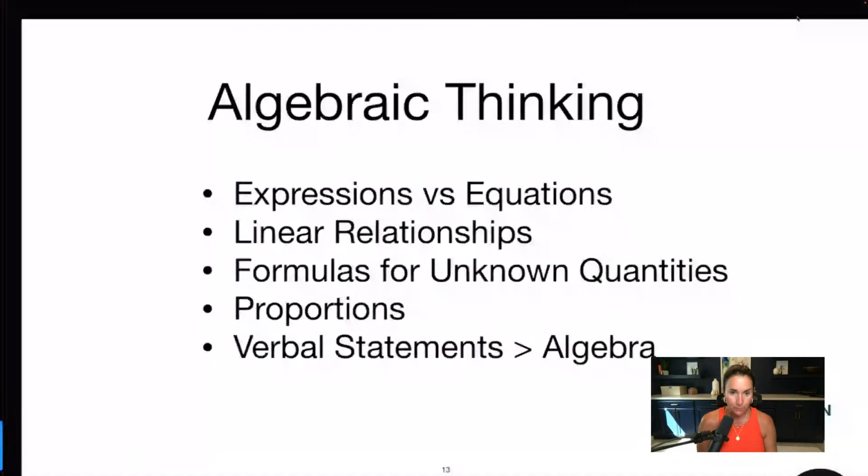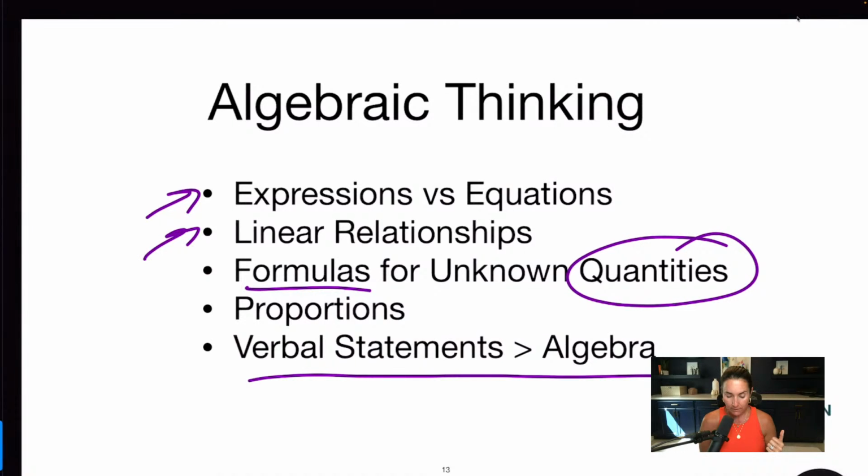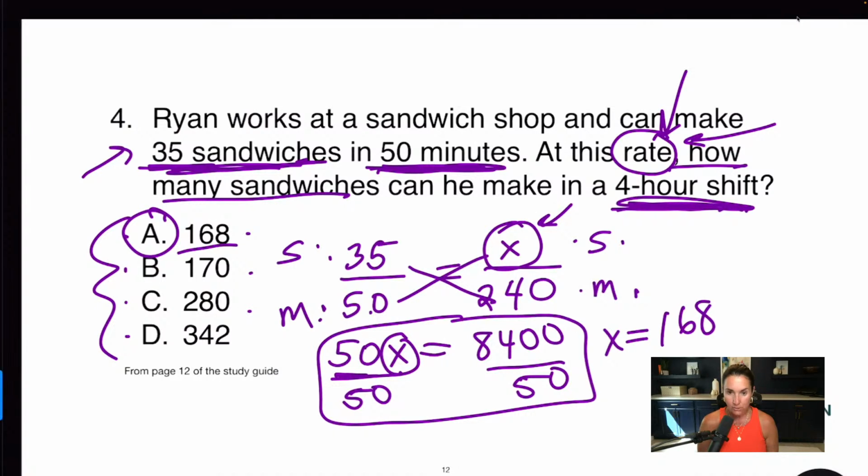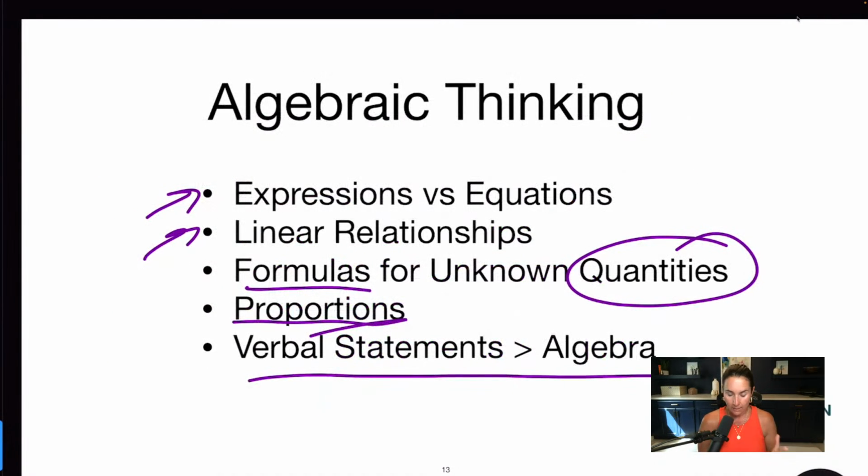Okay. Algebraic thinking. Now, this is where you might have expressions and equations, linear relationships, formulas of unknown quantities, verbal statements, proportions. Notice that this problem here could also be considered algebra because I had to use algebra to solve it. I had to solve for X. That's algebra. So there's a lot of different skills being assessed in this particular question. I actually really like this question because it's numbers and operations, and it's also algebraic thinking. So just know that. And we'll get into a few here.